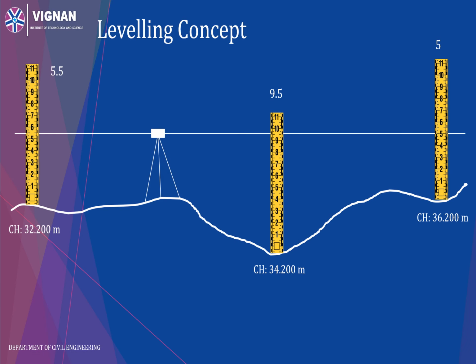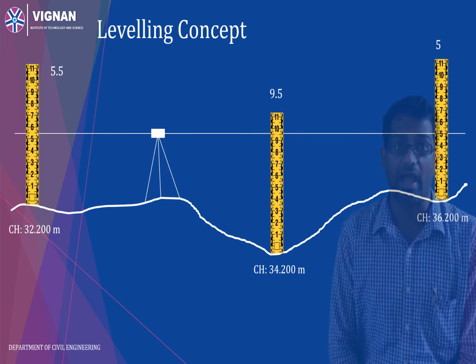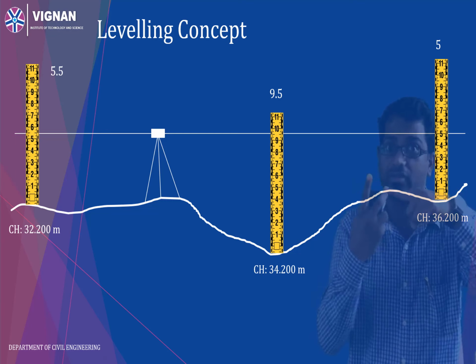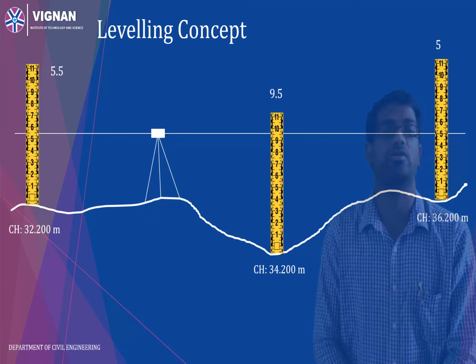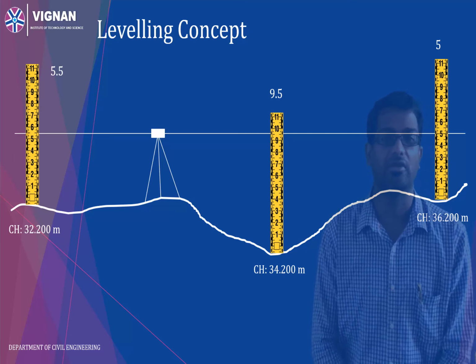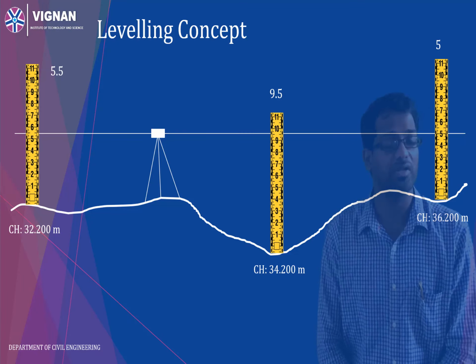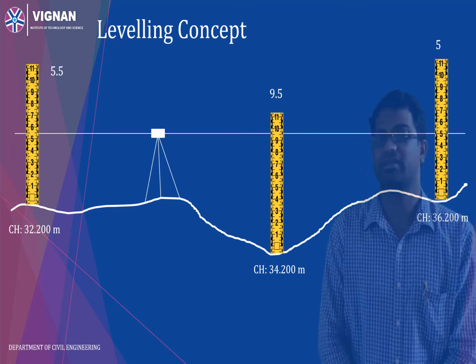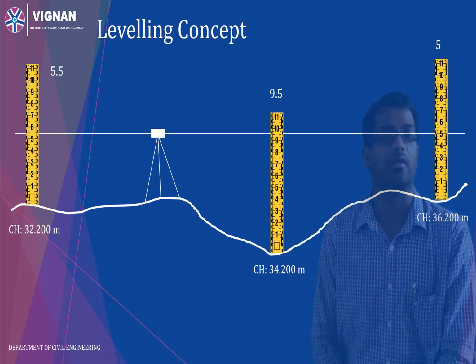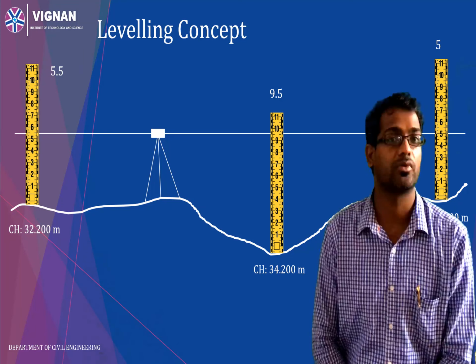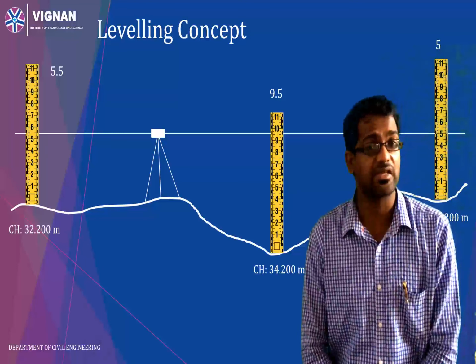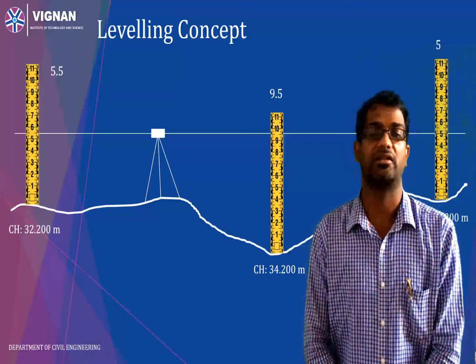Take a look for yourself. Just match the level line with the staff. How much will the value be? It will be approximately the same as the value I have given. So the magnitude of the level difference can easily be calculated.